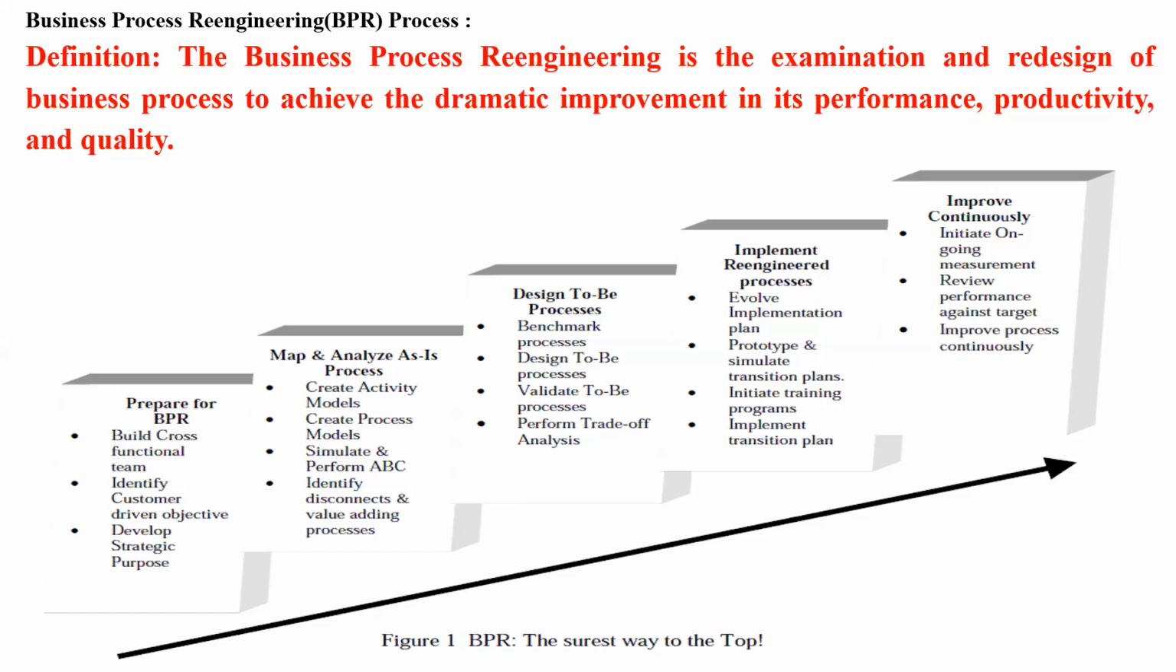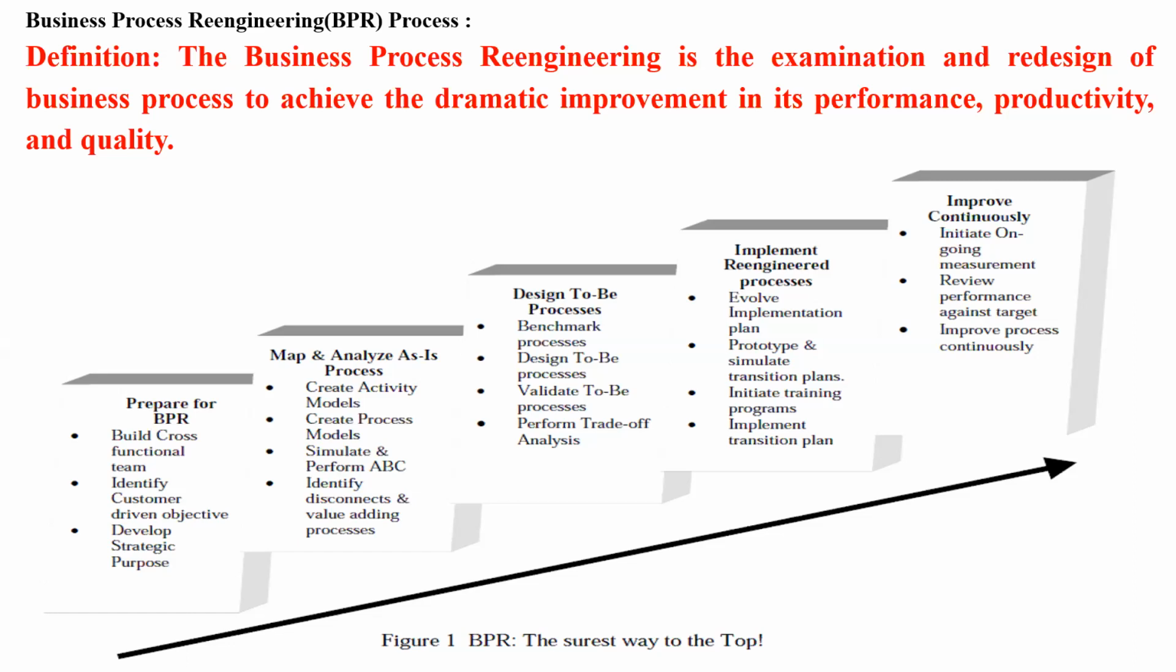And after that, we need to design the process. We need to design the process, how it is supposed to be in future. For that, we need to prepare certain standards, that is called benchmark process. And we need to design the process, validate the process and perform the trade-off analysis. What we do is we implement it in a test area, and we identify the feasibility of execution of this particular redesigned process. And after that, we need to implement and re-engineer the process in the organization.